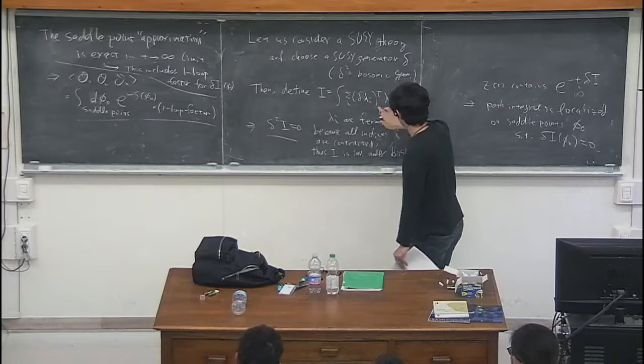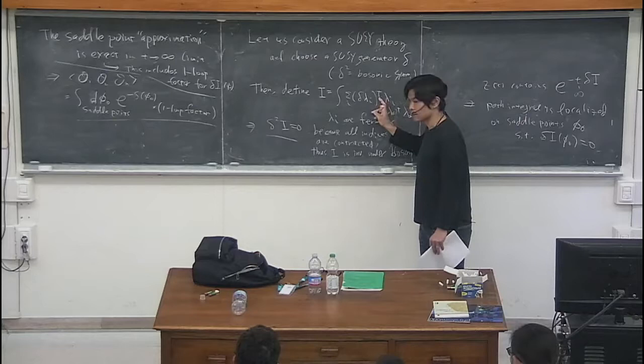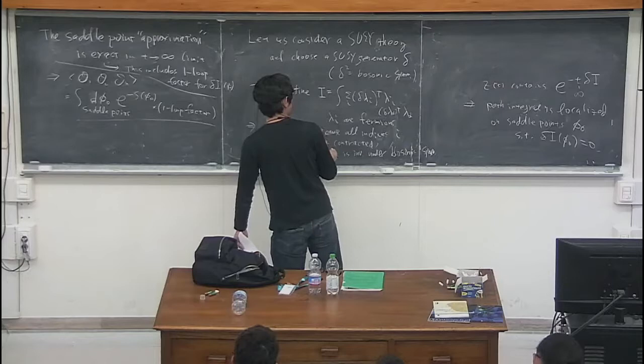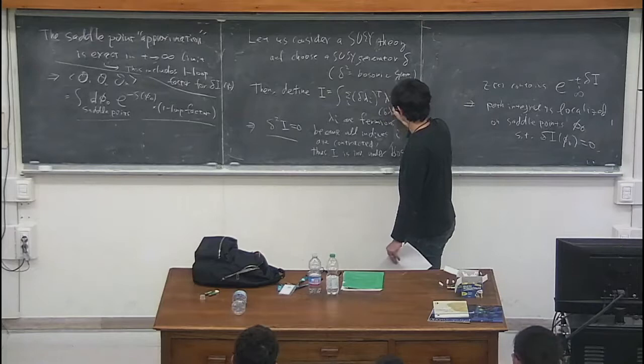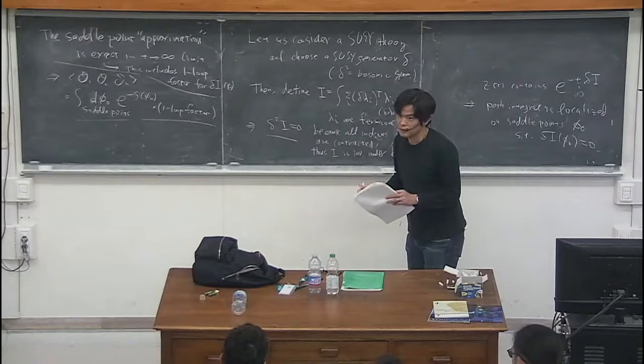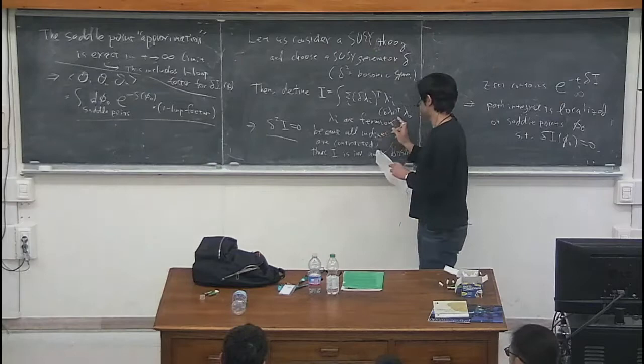So this I runs over all indices, and this is a dagger. The charges of this one and this one are always opposite. Then this is invariant under any symmetry generator, for example the U(1) charge, or in this example the Lorentz indices.